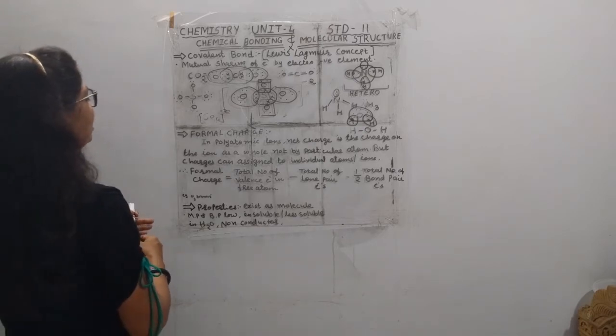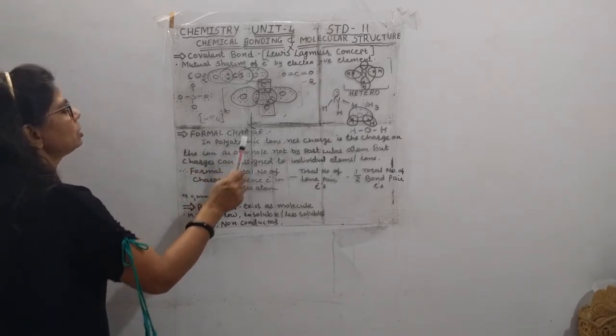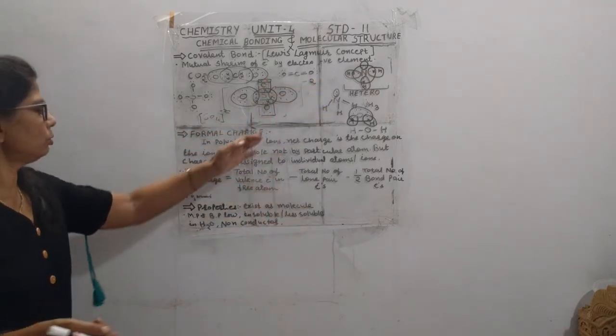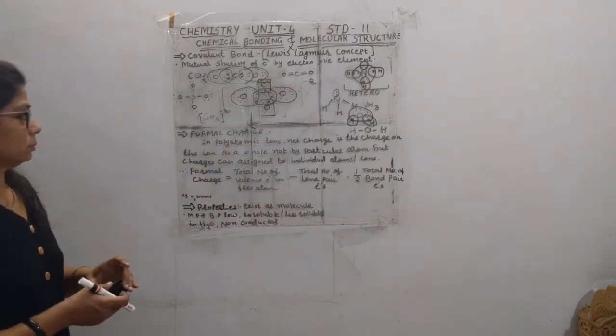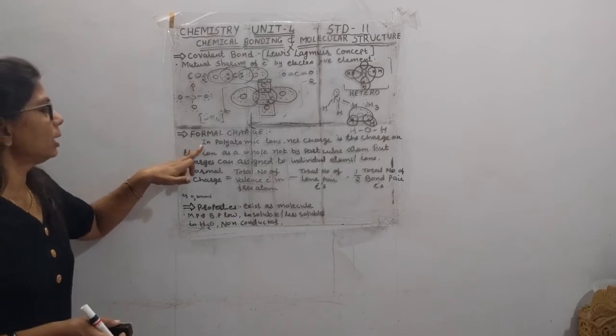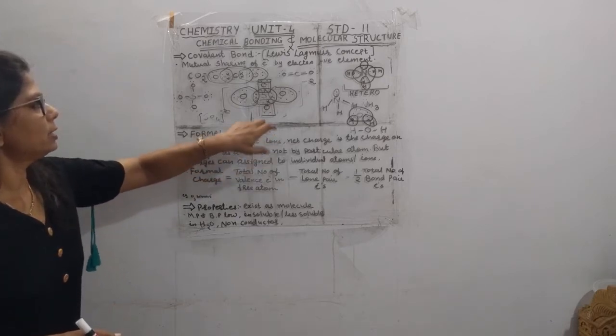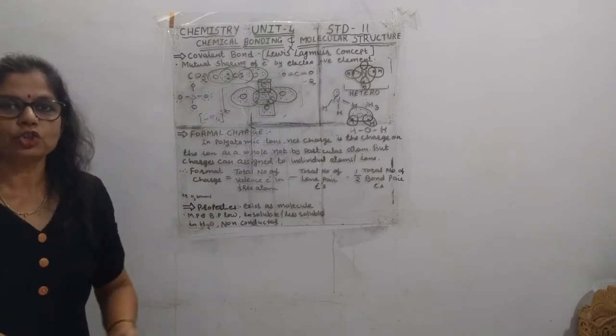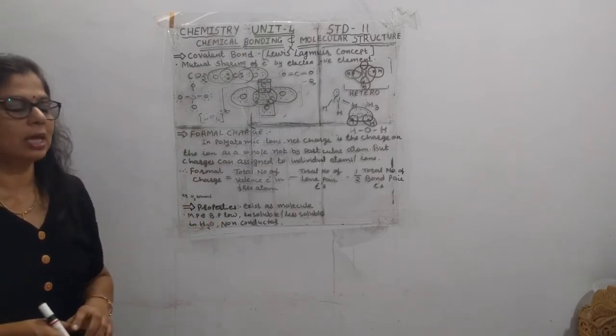Now we'll go with the next, that is formal charge. Now where did this charge come from, student? How did this charge come? The formal charge in polyatomic ions, which are also known as heteroatomic ions. Both are the same word.